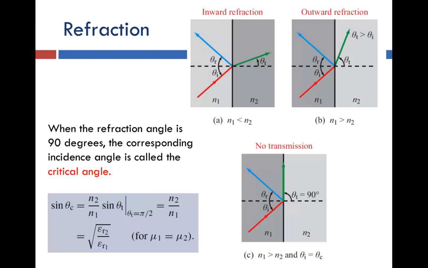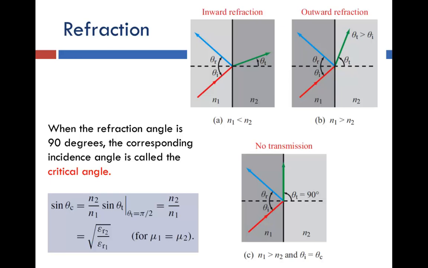Now, when the refraction angle is 90 degrees, we call the corresponding incident angle the critical angle. So, for example, let's look at this figure. First of all, inward refraction means that when we're going from medium 1 to medium 2, the angle bends toward the normal to the boundary. So you can see theta transmitted here is smaller than theta incident, and this occurs when n1 is less than n2. This is the classic case of going from air to glass, or air to water, or air to some other material that has a higher index of refraction.